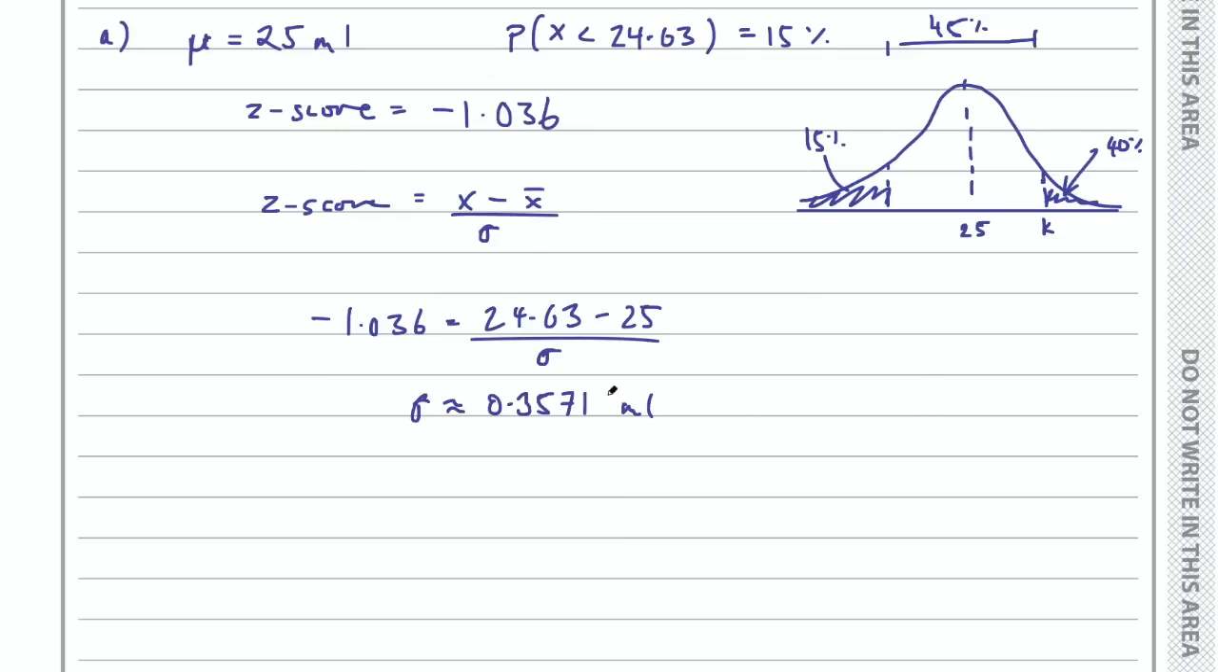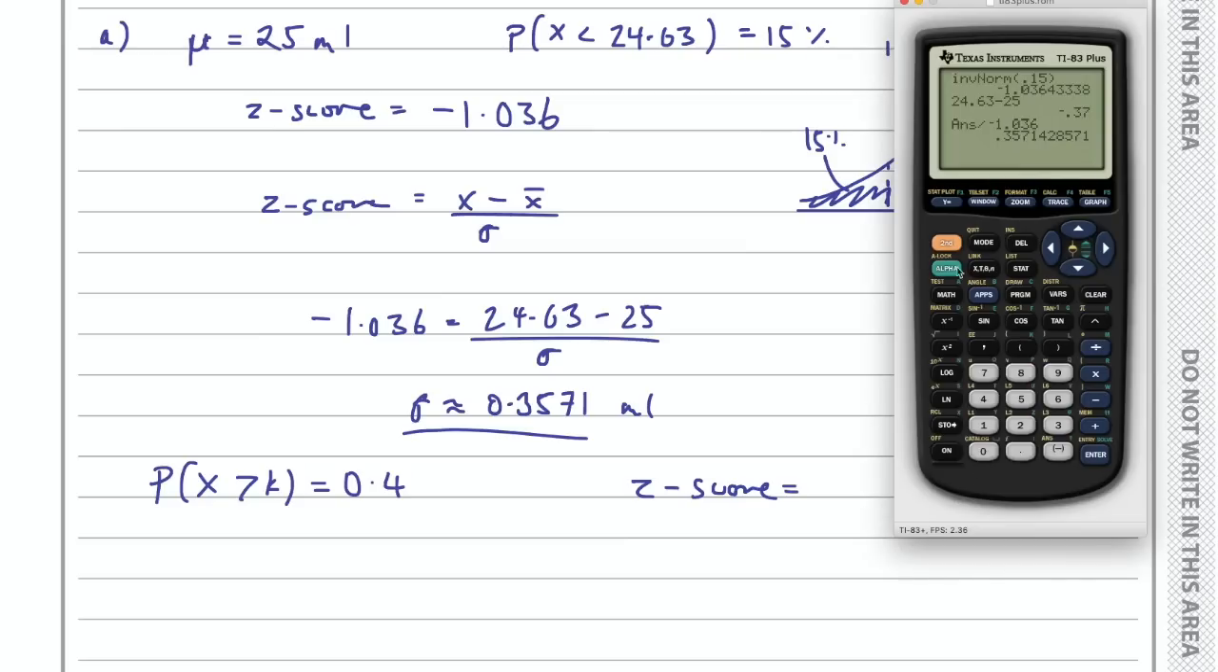So again, I could use the z-score formula to solve for K. So I could say that the probability of x greater than K is equal to 0.4, as I just showed here. And the z-score of 0.4 I can find again. So inv norm of 0.4, I should do 0.6, sorry, so it's not a negative. Well, it's still going to be the same number. Anyways, I get 0.2533.